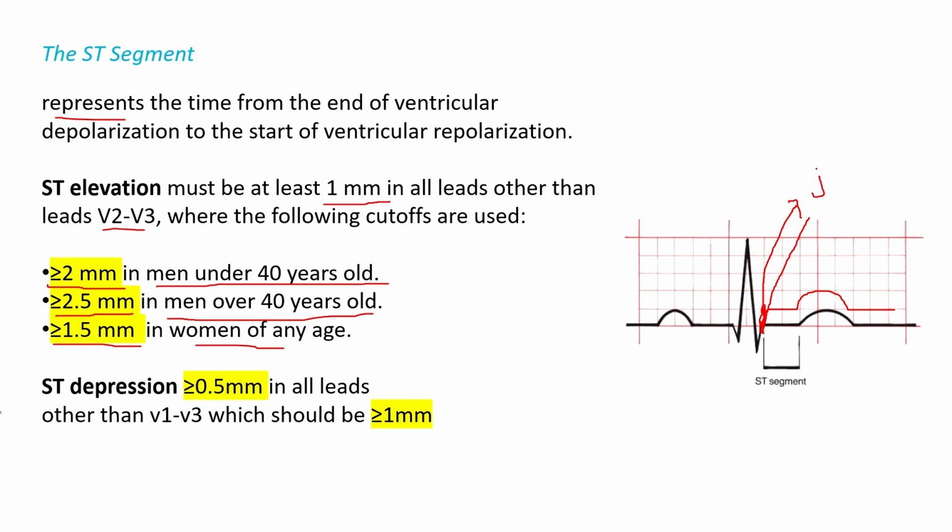And to say there's an ST segment depression, it should be equal to or more than 0.5 millimeter in all leads other than V1 to V3, which should have more than 1 millimeter depression. For example, the S does not come back to the isoelectric line, but goes below that. So that's the main idea of the ST segment, which is the hallmark of myocardial infarction. In case of STEMI, we will see an ST segment elevation, and in case of non-STEMI and unstable angina, we will see an ST segment depression. And these are the criteria that we have to apply.